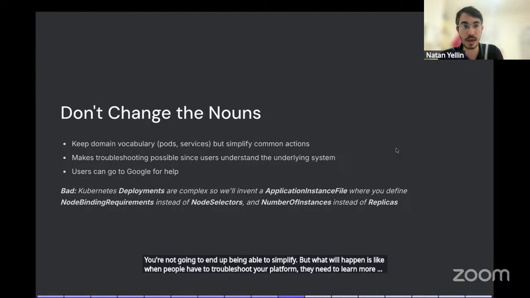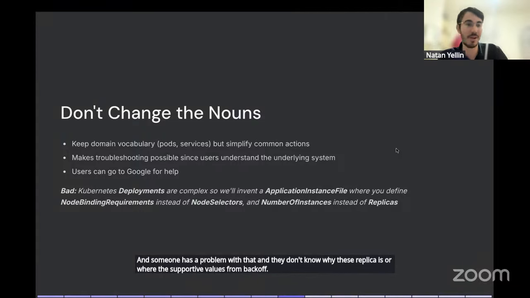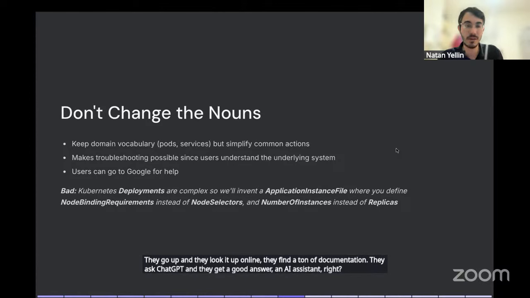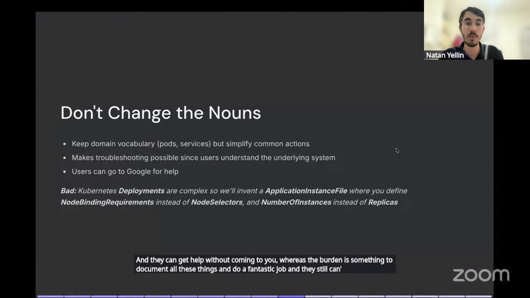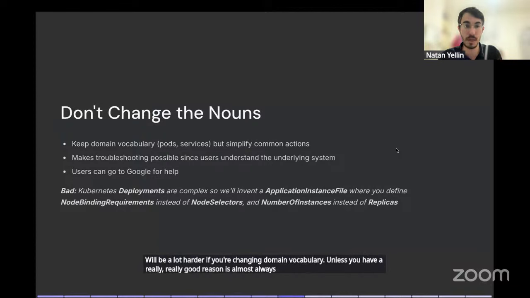If you changed all the nouns, instead of just a plain old Kubernetes deployment, and we'll see how you can make that easier still for people and why you still should build a platform. But if you have a Kubernetes deployment and someone has a problem with that and they don't know what replicas is or what the supported values for image pull backoff are, they look it up online, they find a ton of documentation, they ask ChatGPT or an AI assistant and they get a good answer. They can get help without coming to you, whereas the burden of needing to document all these things and do a fantastic job, when they still can't look it up online, will be a lot harder if you're changing the domain vocabulary. So unless you have a really, really good reason, it is almost always a good idea to keep the domain vocabulary the same.